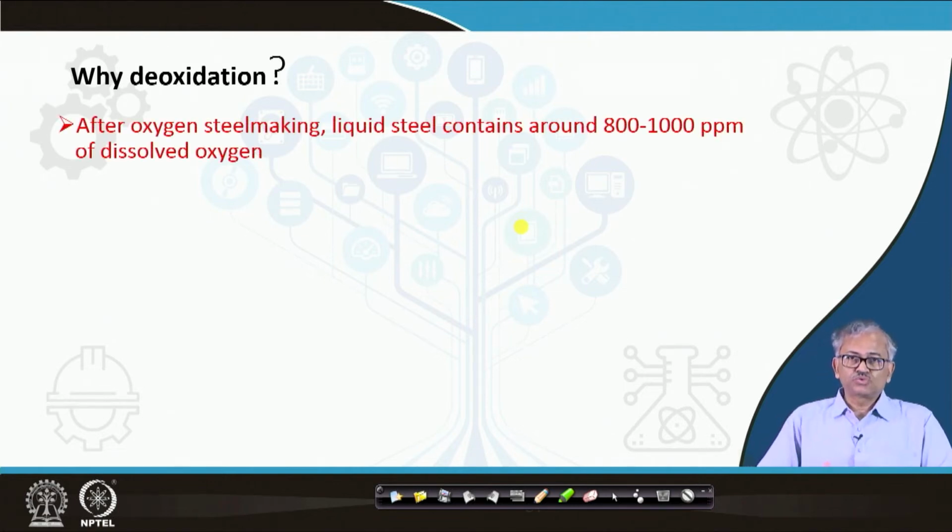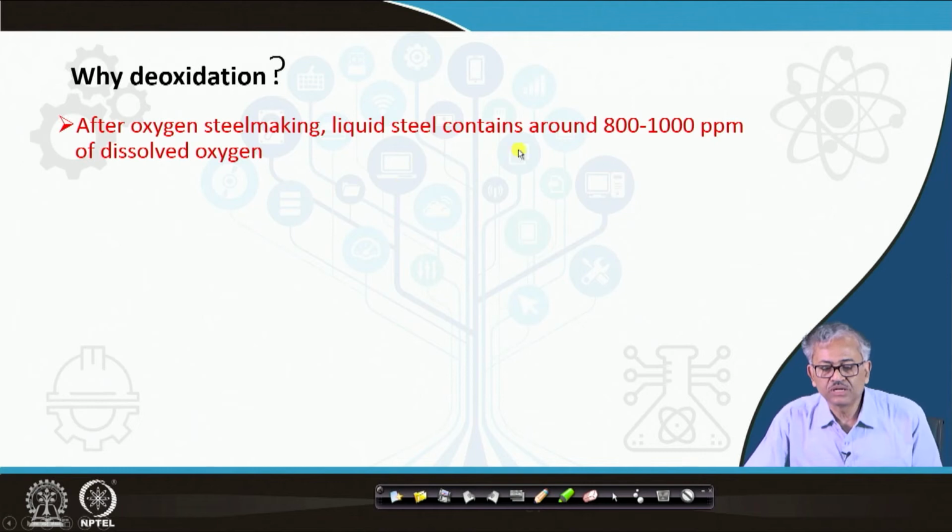After oxygen steel making, as you have seen in the turndown sample, when you tap the liquid steel from the LD to the ladle and measure the oxygen concentration in the ladle, it is around 800 to 1000 ppm. That is the dissolved oxygen you will get, as we have said earlier during LD steel making. So after oxygen steel making, liquid steel contains around 800 to 1000 ppm of dissolved oxygen, right?